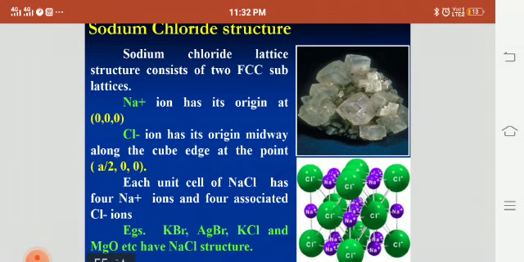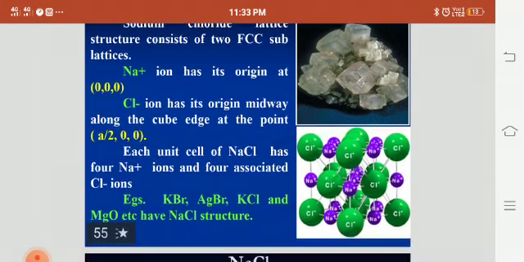But in case of diamond structure, we have the origin at 0, 0, 0 and a by 4, a by 4, a by 4, that is tilted by 1 by 4 cube edge. But in case of sodium chloride structure, we have a single point tilt, that is a by 2. So each unit cell of NaCl has 4 Na plus ions and 4 associated chlorine ions. Examples: KBr, AgBr, KCl and MgO have sodium chloride structure.